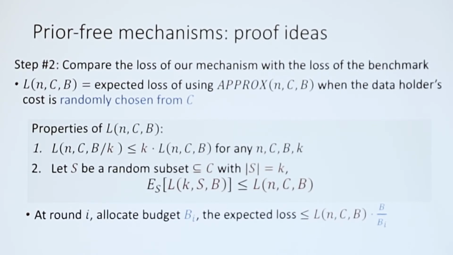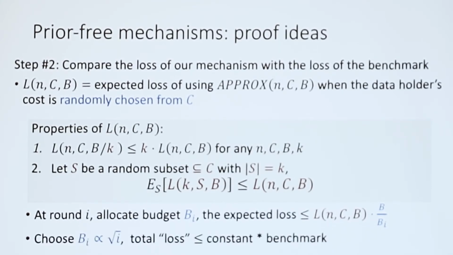So then our problem basically becomes a budget allocation problem. We want to decide this B_I at each round to minimize the total loss. And we can prove that when we choose B_I to be proportional to the square root of I, my total loss will not be larger than a constant times our benchmark. So here B_I is how much I'm going to use to purchase the first I people's data. So the average budget I allocate for each person is proportional to 1 over the square root of I, which means that I will use more budget when the estimation of the cost is less accurate, like at the earlier rounds.